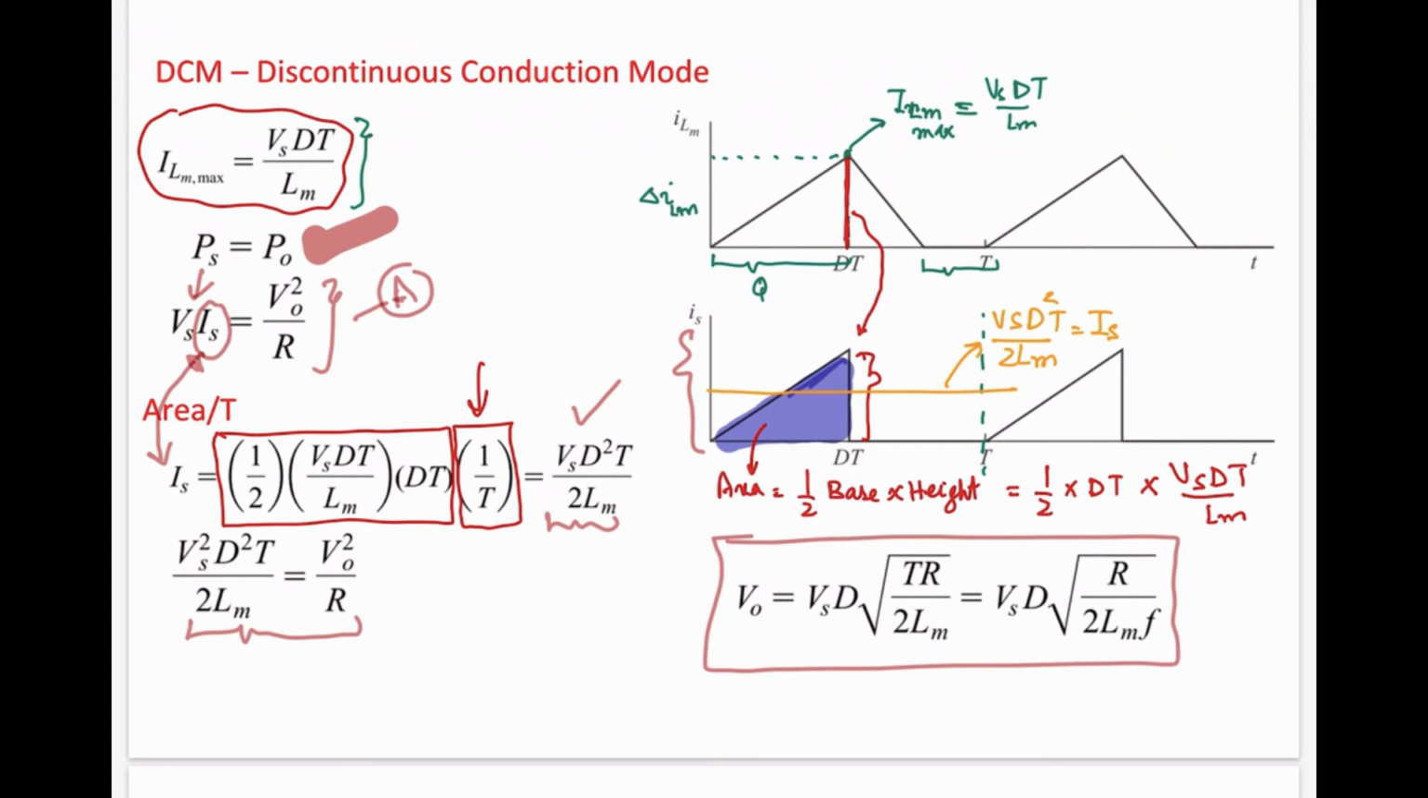Right? So this is the output voltage when our flyback converter is operating in the discontinuous conduction mode. That means that your magnetization current becomes zero before the start of the next cycle.